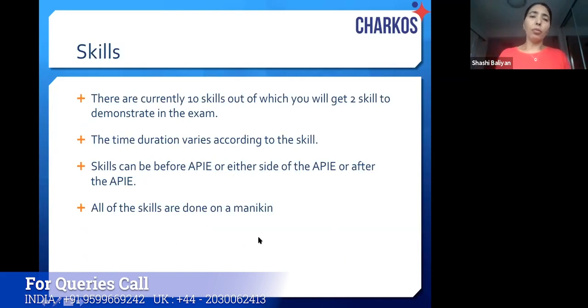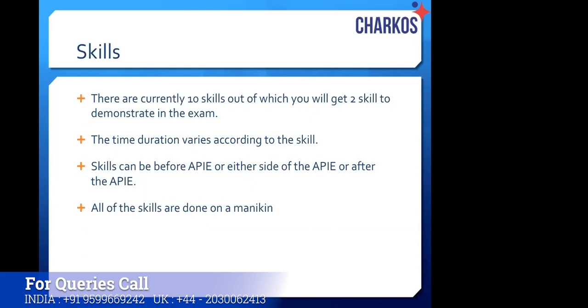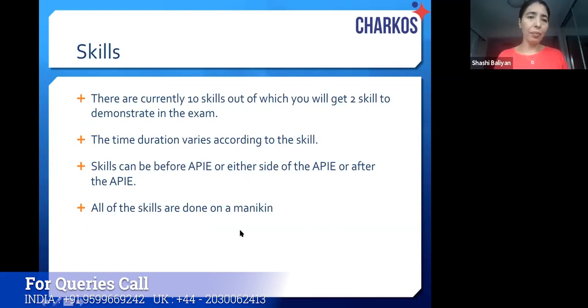Okay, so now we come to skills. I'll take you through them fairly quickly, because I'm aware of the time as well. In the skills, there are around 10 skills at the moment. Although the skills keep on adding, by the time you come, I'm not expecting that they are going to be adding any new skills, at least for you guys. Currently there are 10 skills. Out of those 10 skills, you will be given 2 skills to do. The time duration varies according to the skill, but it is from 8 minutes to 15 minutes. So that is the time period that you are getting.